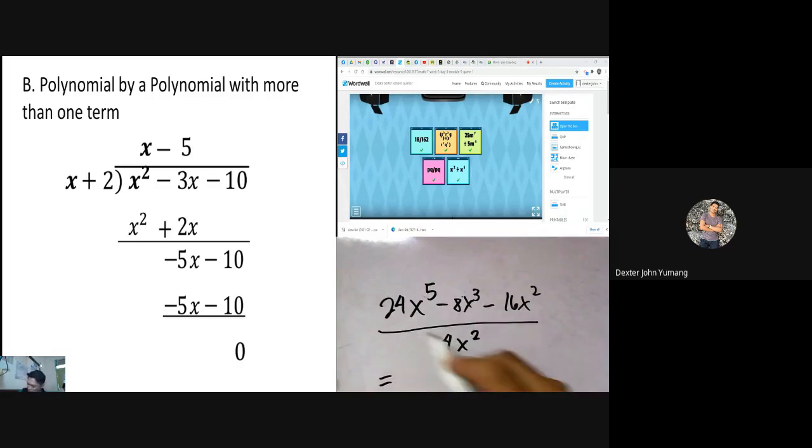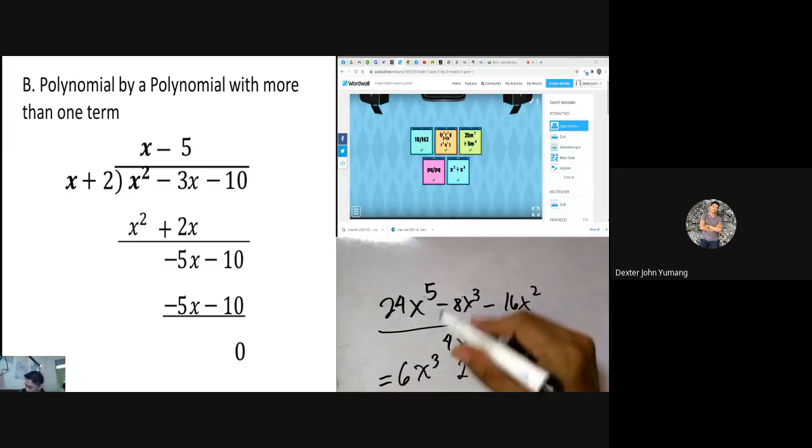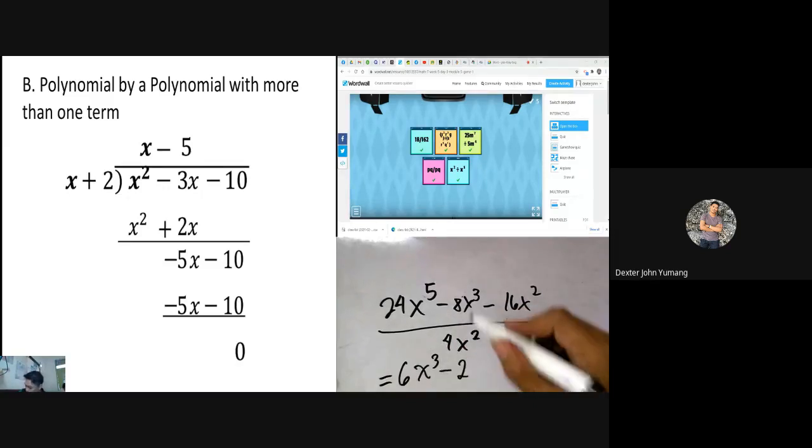So we have 24 divided by 4, that is 6. Then minus natin yung 5 at saka 2, that is 3. 8 divided by 4, that is 2. Kaso lang negative positive, so negative dito. X cubed, 3 minus 2, that is x to the 1, or x na lang. 16 divided by 4, that is 4. Negative, positive, magkaiba, so negative din po. Next, x squared, 2 minus 2, x raised to 0. Kapag 0, wag na po isulat. So that is now the answer.